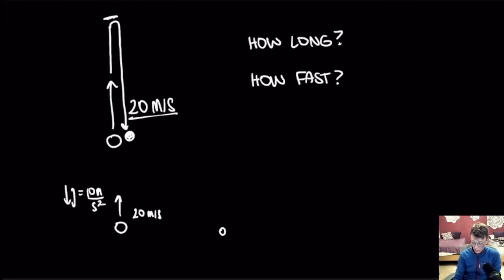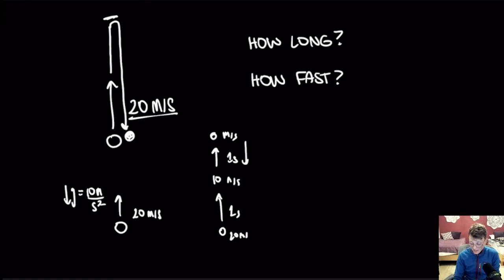Okay, so I start here. I have my ball. It's 20 meters per second. We go 1 second. I'm going to lose 10 meters per second. So now I'm only going 10 meters per second. Now I'm going to go up 1 more second. So now I'm at the top here. How fast will I be going? Well, now I'm going to be going 0 meters per second because I'm going to lose the remaining 10 meters per second that I have.